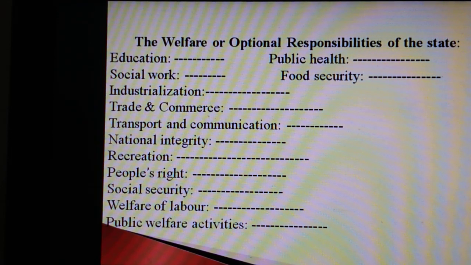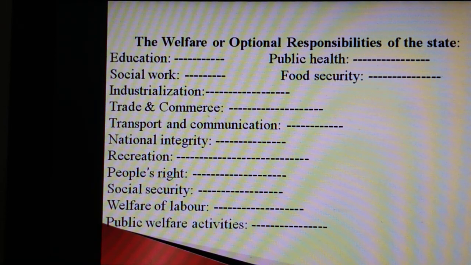Next point, trade and commerce. The economic development of any state depends on the overall improvement of trade and commerce. Creating markets for products and extending support to boost up exports are important optional functions of a state. Every state should focus on how to be self-sufficient rather than depending on import. That is, by expanding trade and commerce, the state tries to increase export to foreign countries.